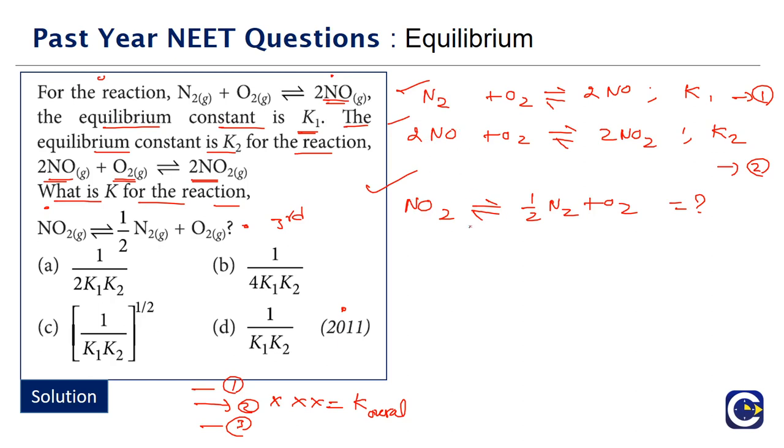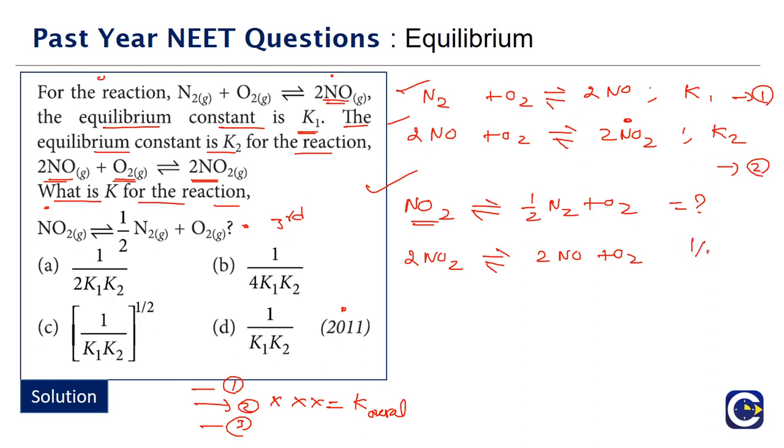In the unknown equation for which we have to find the equilibrium constant, where is NO2? NO2 is on the left side, the reactant side, and it is only 1 mole. But in the given reactions, NO2 comes only in the second reaction, on the right side, as 2 moles. So first we should reverse it. If you reverse and write, we will have 2NO2 gives rise to 2NO plus O2.